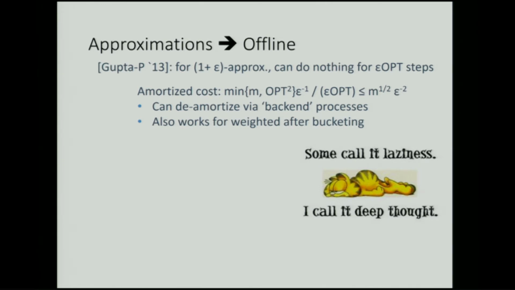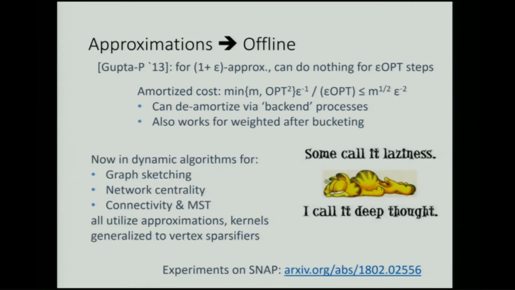At the time we did this, we thought this was a very limited phenomenon that's only useful for maximum matchings because the answer is stable as you make single updates. As it turns out, this idea gets used a lot in dynamic graph algorithms now. It gets used in graph sketching, in network centrality, in connectivity and dynamic MSTs, all of which are fairly non-robust objectives.